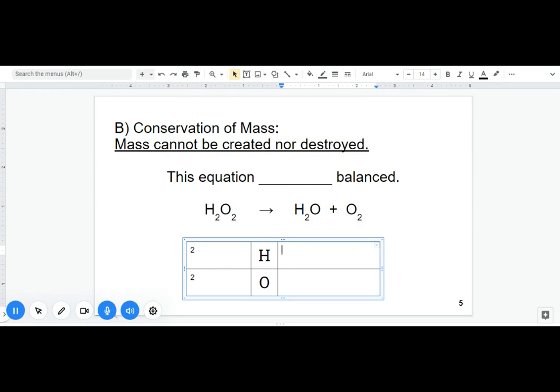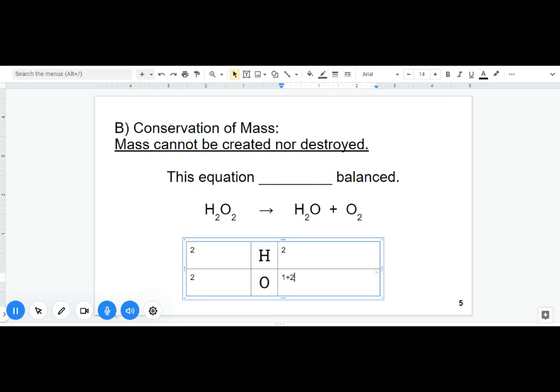On the right-hand side, we also have 2 hydrogens, and we have 1 oxygen. Since there's no subscript and no coefficient, that would represent 1. And then we also have 2 oxygens over here. 2 times 1 is 2. So what I'm going to do is put a plus sign here. You could put the number 3. You could add them up. Sometimes I just like to show the math so that it's easier to backtrack.